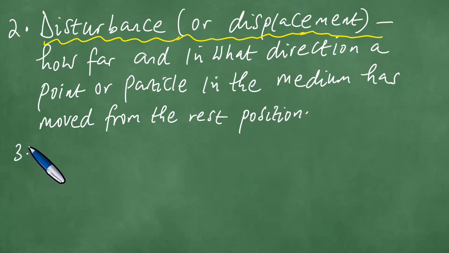So now we have disturbance. Disturbance, or displacement, refers to how far and in what direction a point or particle in the medium has moved from the rest position. What do we mean by disturbance or displacement? We refer to how far and in what direction a point or particle in the medium has moved from the rest position.